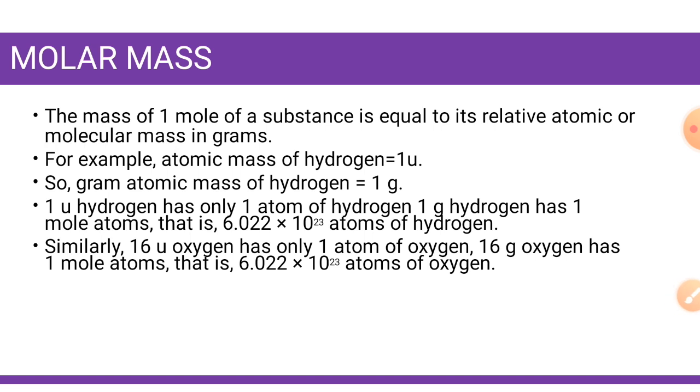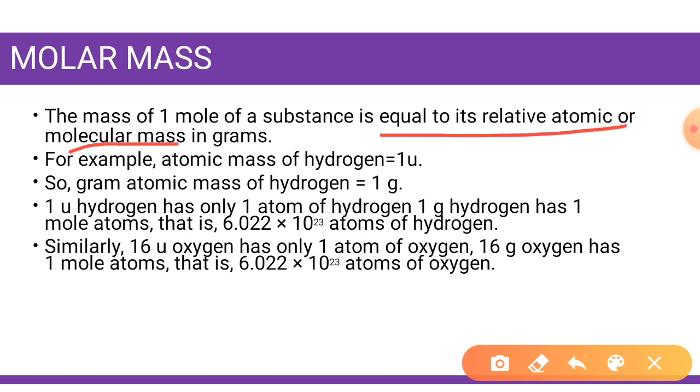Now we will understand molar mass. I have defined what is 1 mole. So the mass of 1 mole of anything is known as molar mass. Here on your screen you can see that the mass of 1 mole of a substance is equal to its relative atomic mass or molecular mass in gram. In previous topics we have discussed relative atomic mass and molecular mass. So if you are talking about an atom, then 1 mole of an atom, whatever its atomic mass is will be its molar mass as well. Let me give you some examples, it will be more clear to you.